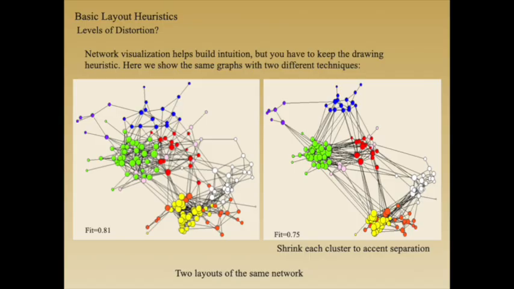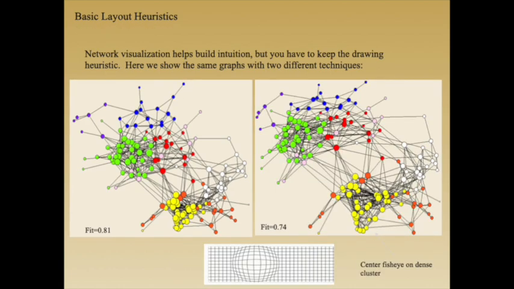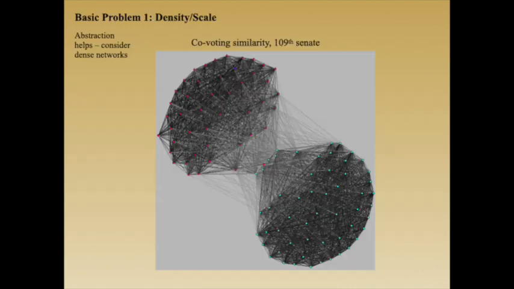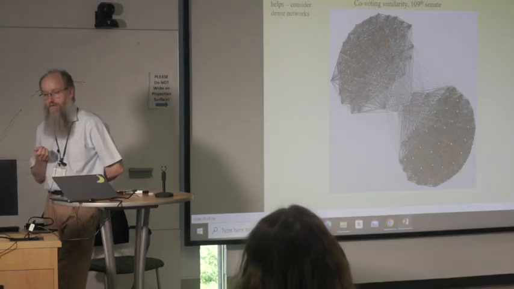So there's a whole thing here about distortion, but in the interest of getting you out of here, I'm not going to go through that too much. I'm going to focus instead on trying to solve a couple of problems. And so the first problem that we have is scale and density. And so this is that example I showed a couple of days ago about co-voting in the Senate.